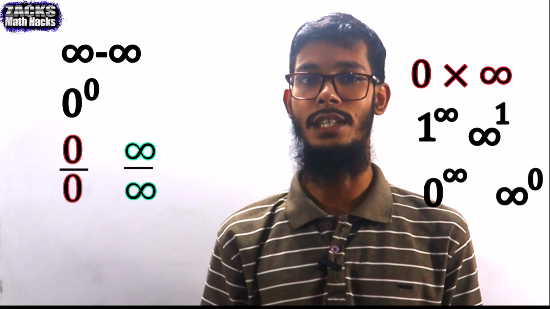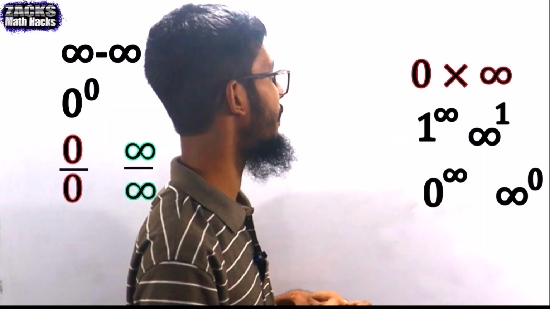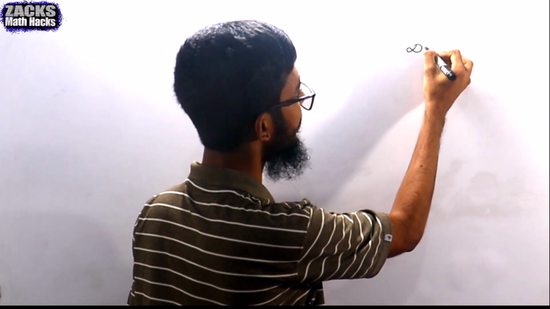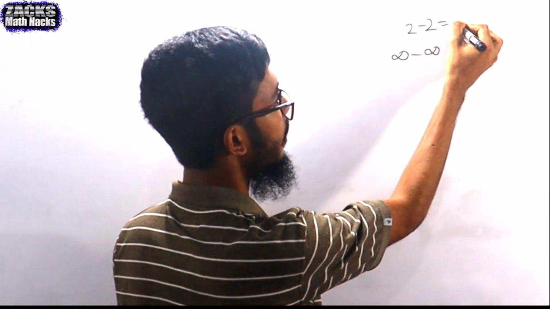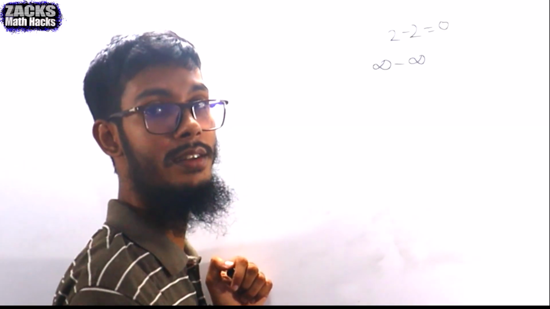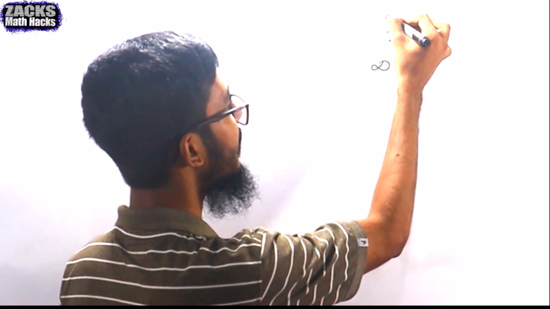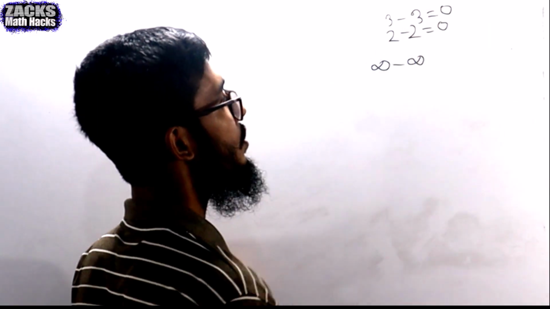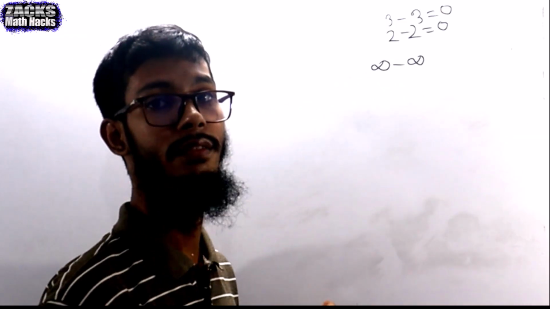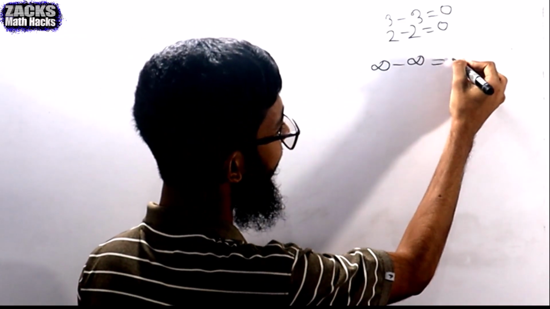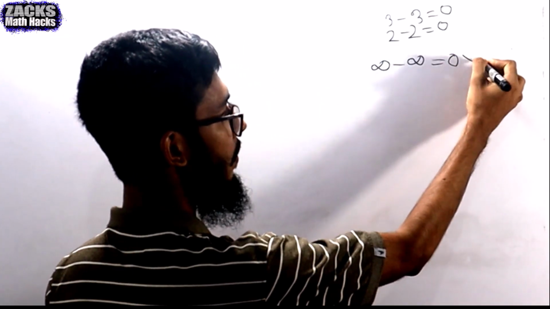Okay, so let's start with an expression, for example, infinity minus infinity. If I asked you what is the value of infinity minus infinity, you know, for example, 2 minus 2 equals what? 0. You will apply your logic here. If both parts are the same, then the result is 0, like 3 minus 3 equals 0. So simply you can say the result of infinity minus infinity equals 0 by applying your logic. But this is not correct, right?